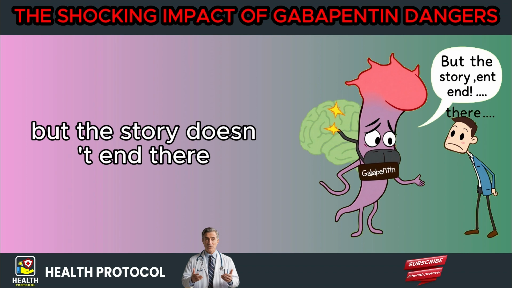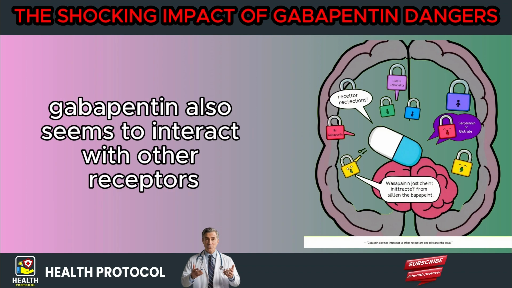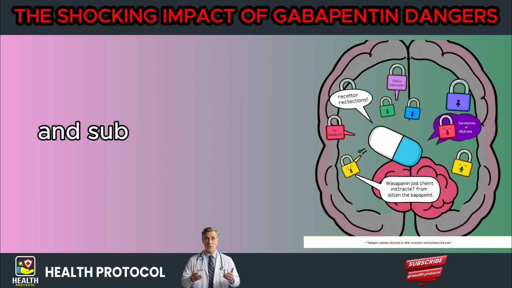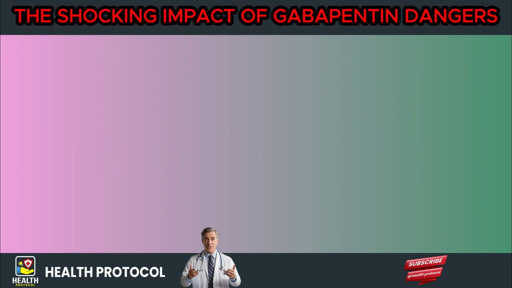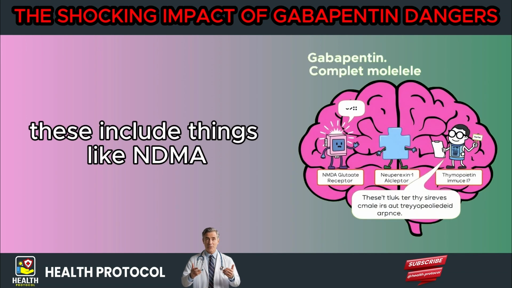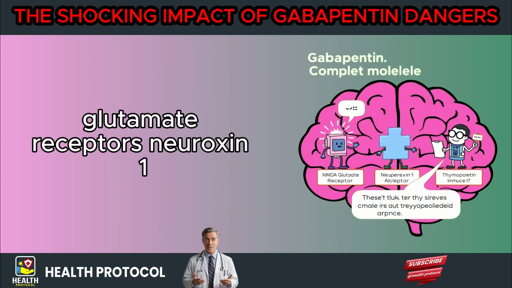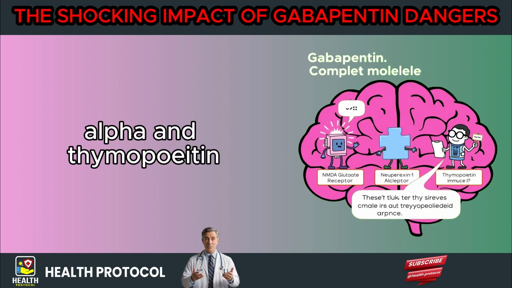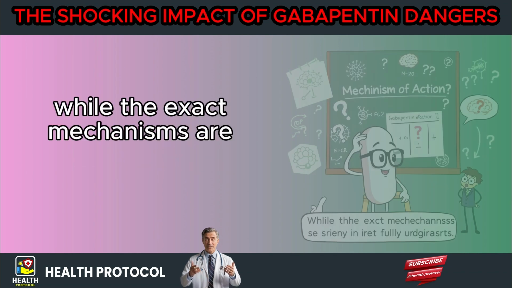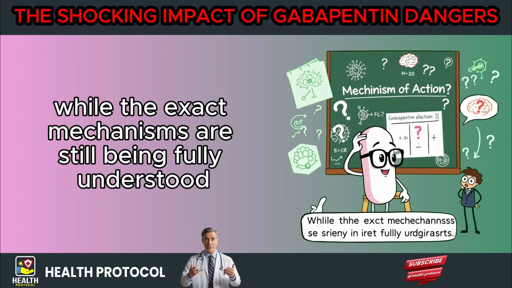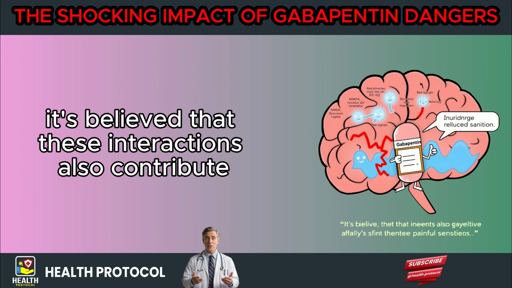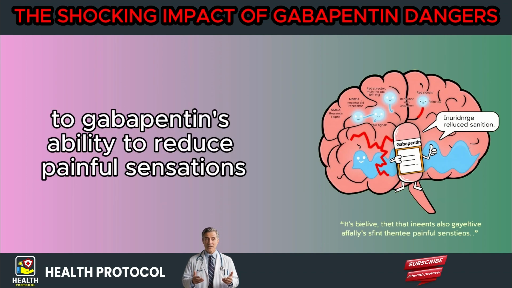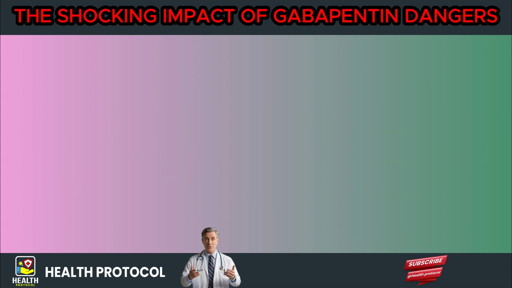But the story doesn't end there. Gabapentin also seems to interact with other receptors and substances in the brain. These include things like NMDA, glutamate receptors, neurexin-1 alpha, and thymopoietin. While the exact mechanisms are still being fully understood, it's believed that these interactions also contribute to gabapentin's ability to reduce painful sensations.